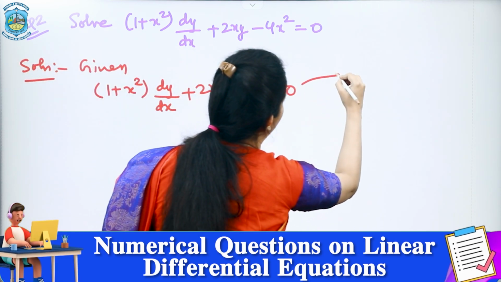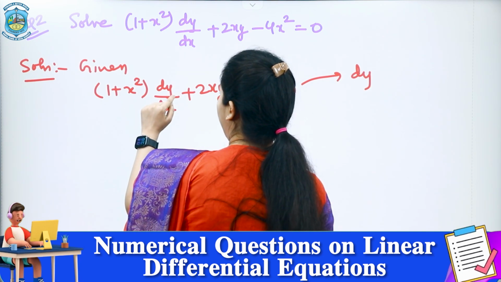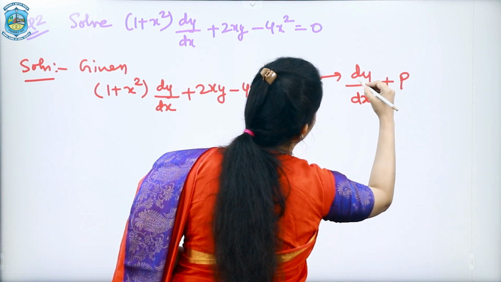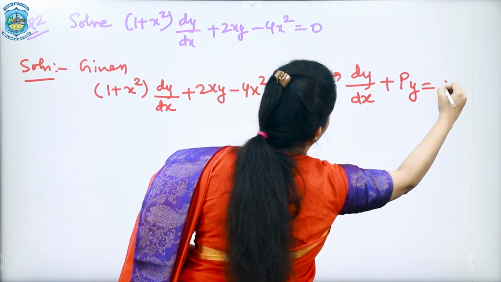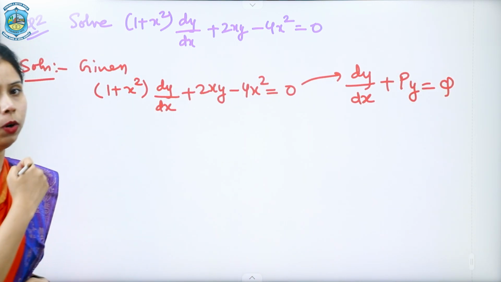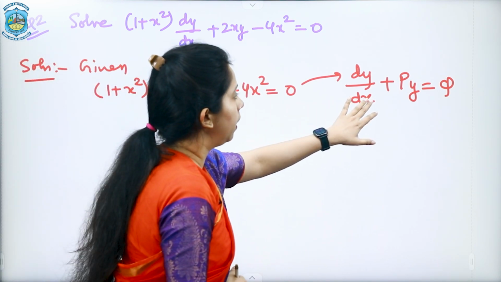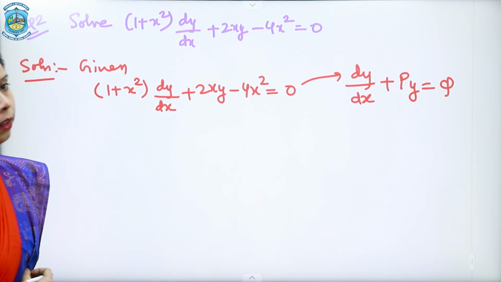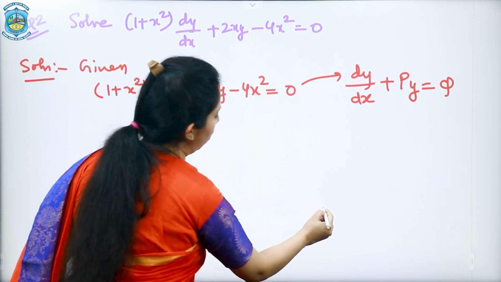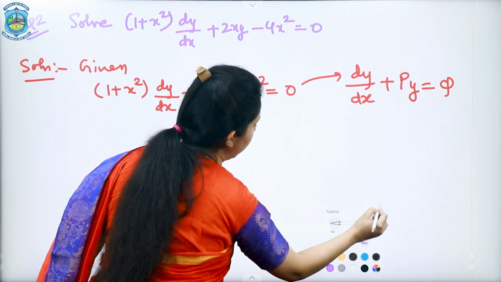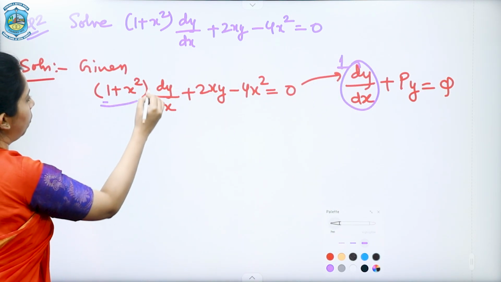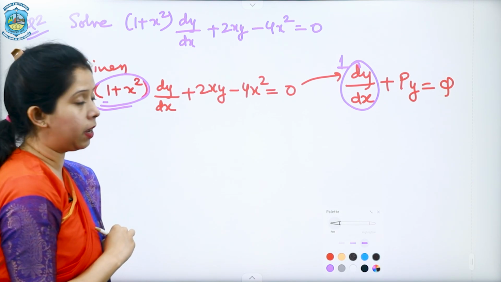So, the standard form is, since here the dependent variable is y, so this differential equation will be dy by dx plus py equal to q. So, this is the standard form of linear differential equation in y. So, first you have to compare it, that means the coefficient of dy by dx here should be 1, and here you can see that the coefficient of dy by dx is 1 plus x square.